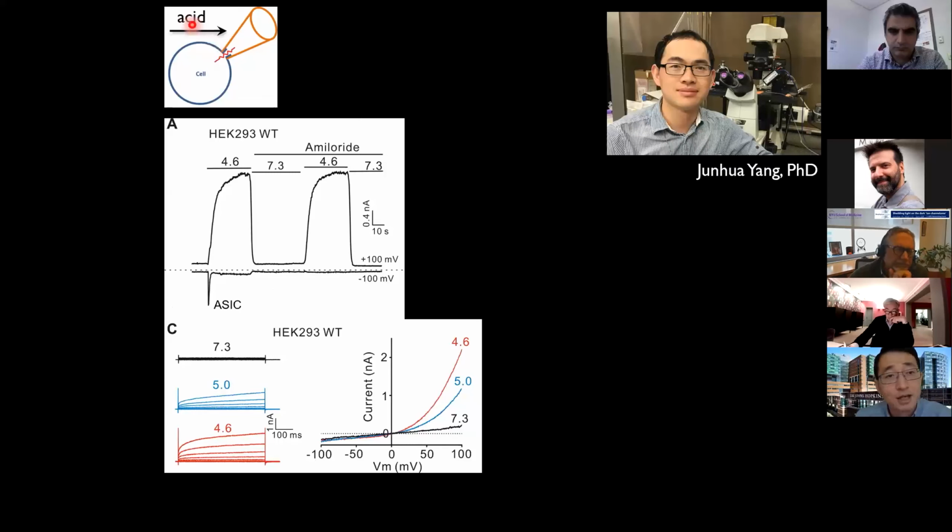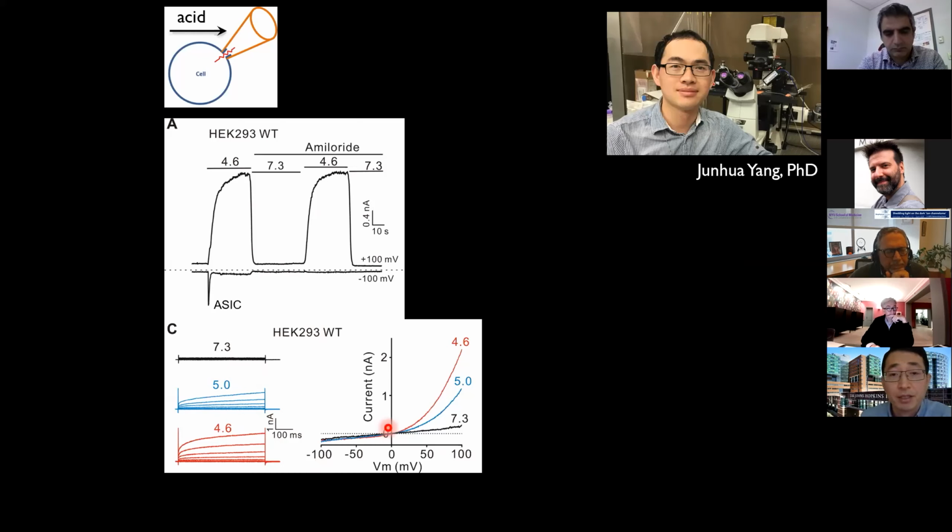Again, you patch a cell, perfuse acid, and you see this classic PAC current. In the meantime, you also see this inward current. This is mediated by ASIC, which is the acid-activated cation channel, and it can be blocked by amiloride. And this is the current traces for the voltage steps for the PAC current. It's very typical.